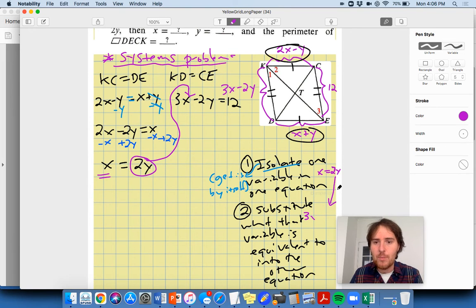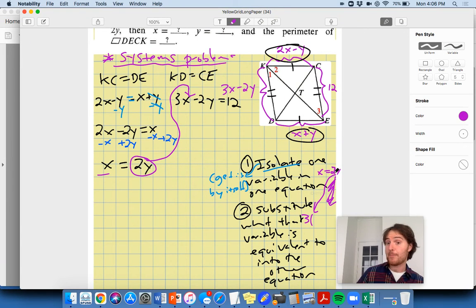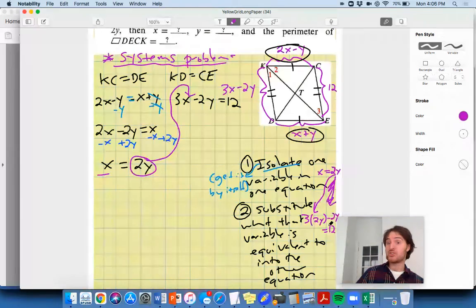I don't want to do 3x. I want to replace 3x with 2y. Okay, so we'll take this. Instead of writing 3x, I'm going to do 3 times what x represents, which is 2y. 3 times 2y. And then I got the minus 2y right here, equal to 12. And look, I'd be able to solve for y right here.